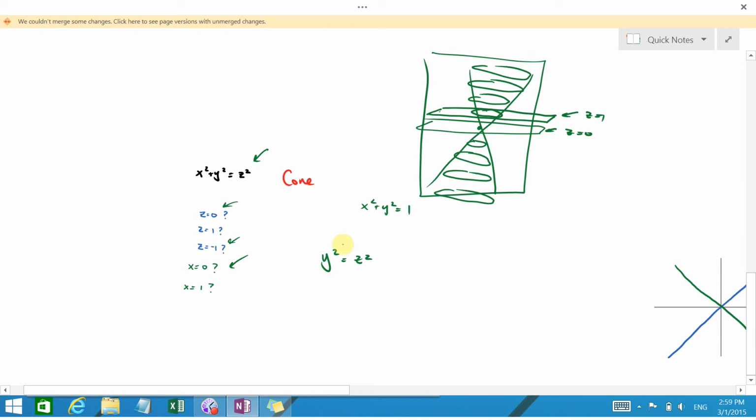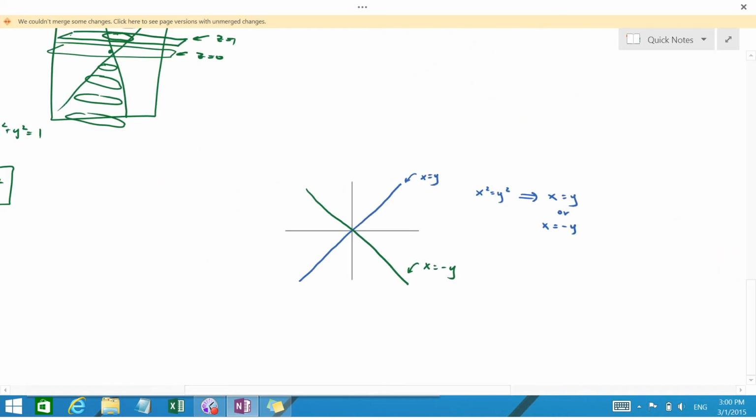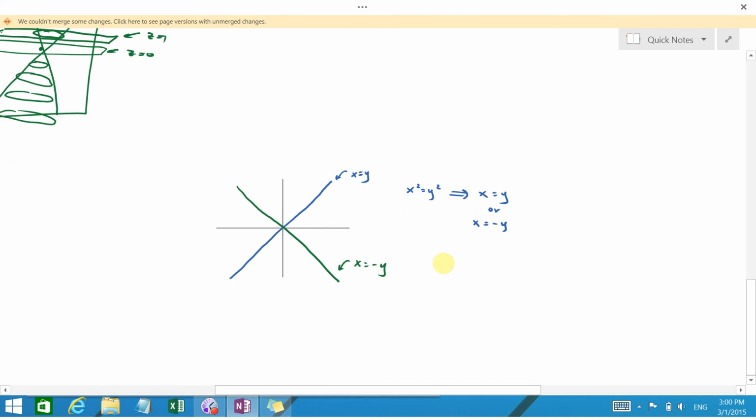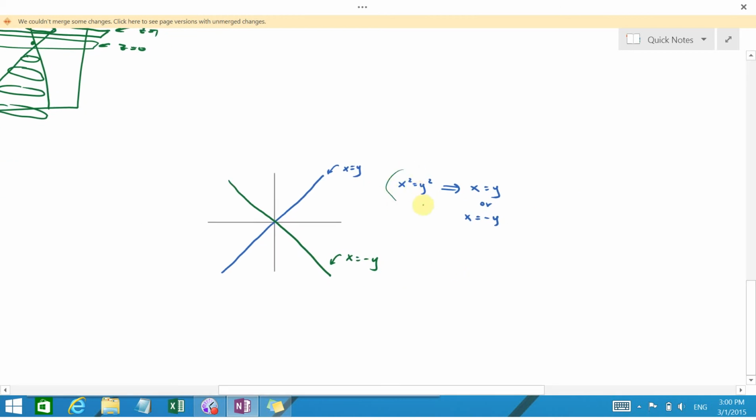Now the reason I've drawn this picture over here is because you might not remember what y squared equals z squared actually looks like as a graph. So I've reminded you here on the xy plane what these sorts of things look like. x squared equals y squared is actually the same as saying x is equal to y or x is equal to negative y, because when you square it, you get rid of the negative. In either case, both of these equations would imply x squared was equal to y squared.